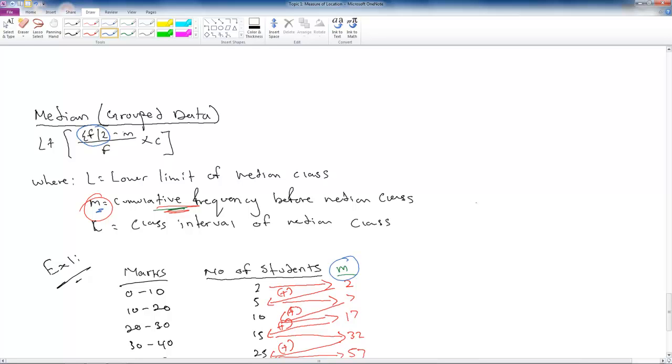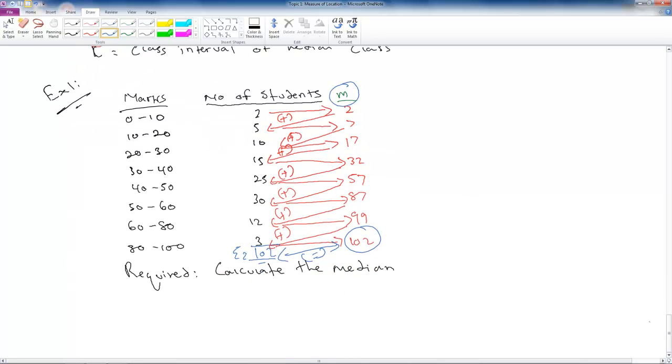Second step, you have to calculate the total frequency divided by 2. So over here, we are going to do total frequency divided by 2, which is 102 divided by 2, so you get 51. So that will be the second step.